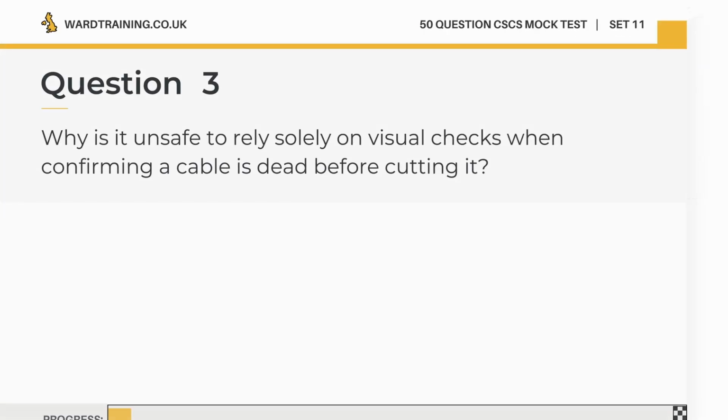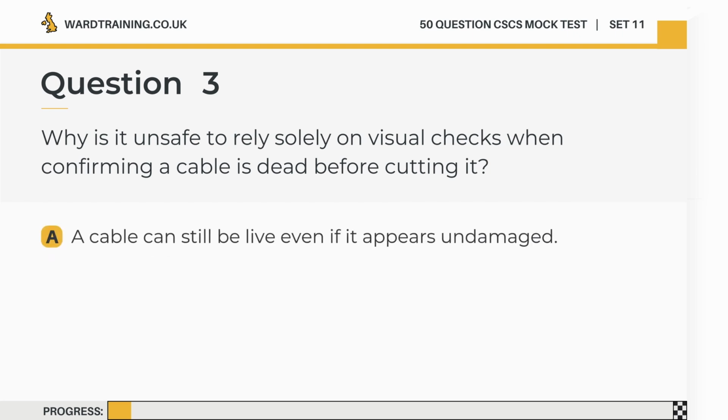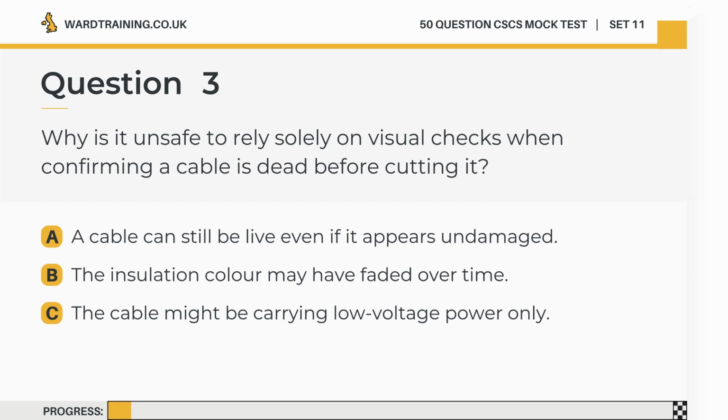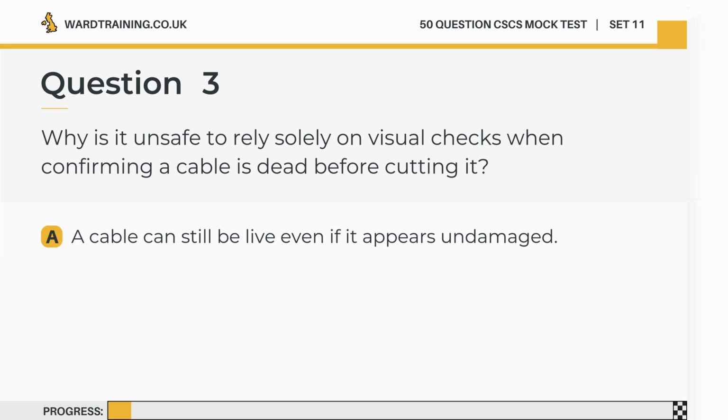Question 3. Why is it unsafe to rely solely on visual checks when confirming a cable is dead before cutting it? A. A cable can still be live even if it appears undamaged. B. The insulation color may have faded over time. C. The cable might be carrying low voltage power only. D. The cable could be buried deeper than expected. The correct answer is A. A cable can still be live even if it appears undamaged.